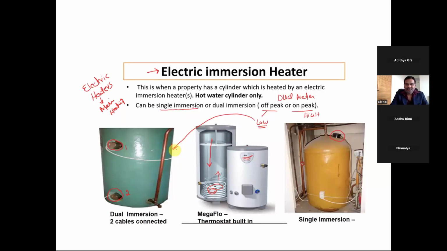This is something, boilers, how they have changed over the decades. Electric immersion heater: this is when a property has a cylinder which is heated by an electric immersion heater, hot water cylinder only. So as you can see, these are all the old types of boilers, and we do have the latest combi boiler, and those are getting replaced with a new system as well.